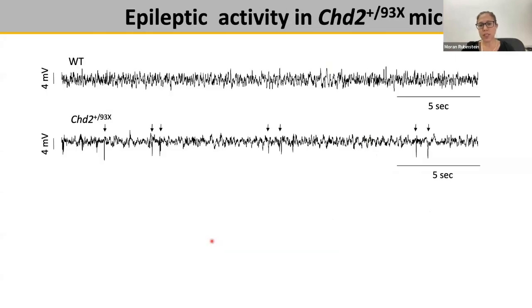The first thing that we did was to put an EEG electrode on these mice and record their brain activity. What we saw is that some of the mice had epileptic events. So this is the wild type showing normal EEG activity in the mouse. And this is the heterozygous mutant mice. You can see these discharges marked by these arrows, indicating some epileptic events. However, the epilepsy in these mice was very, very mild, and not all the mice showed these epileptic discharges.